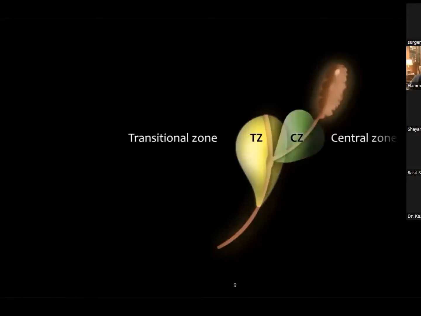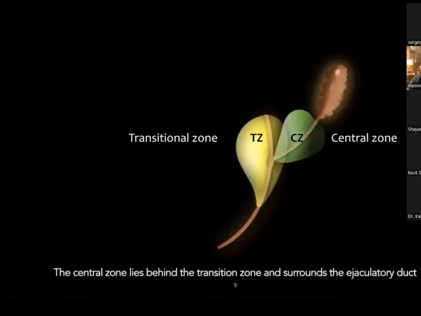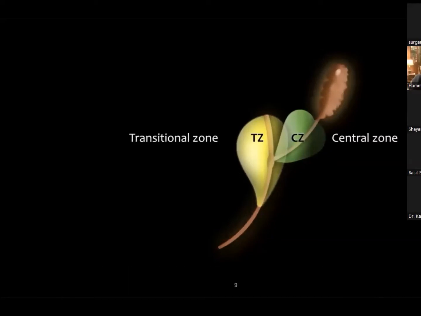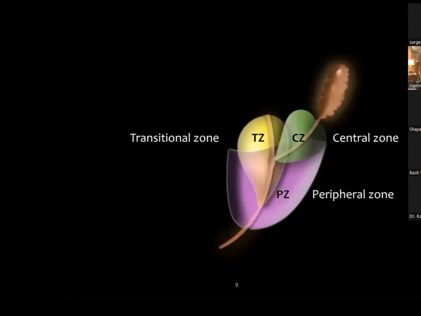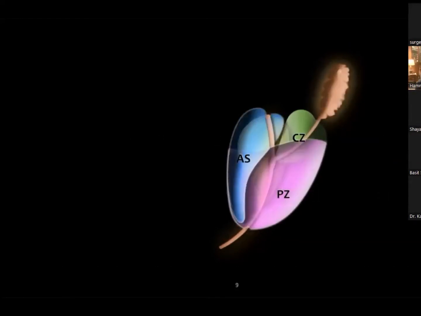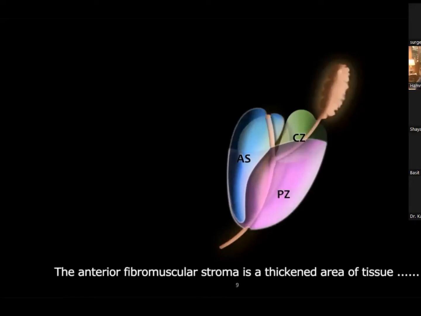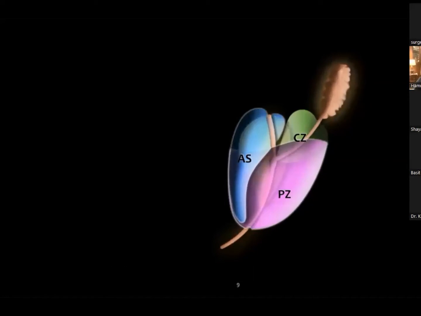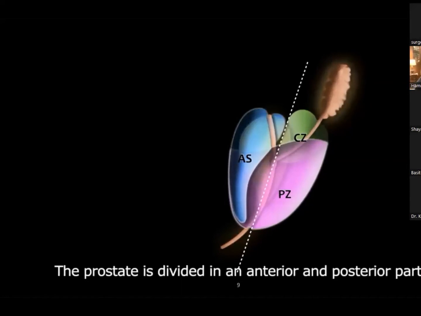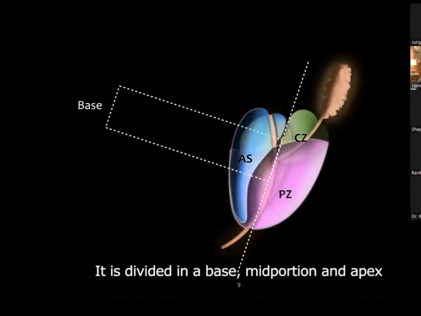And this is responsible for the development of BPH. You have the central zone, which is around the ejaculatory ducts. Then we have the peripheral zone, which is a posterior lateral zone, and this is the place where the majority of prostate cancer develops. The anterior fibromuscular stroma is lying anterior to the central zone. So you can divide the prostate into anterior and posterior parts.